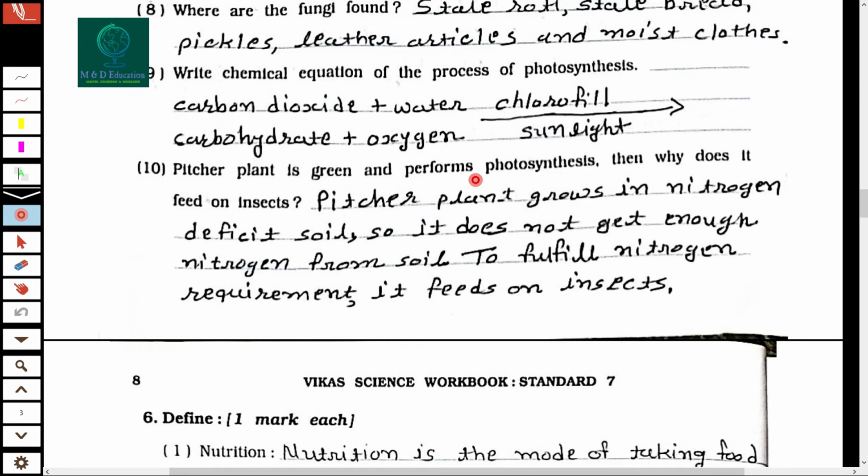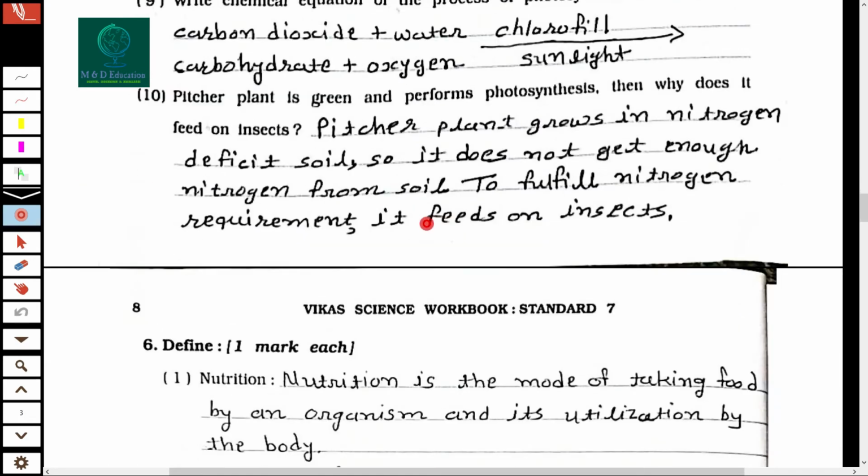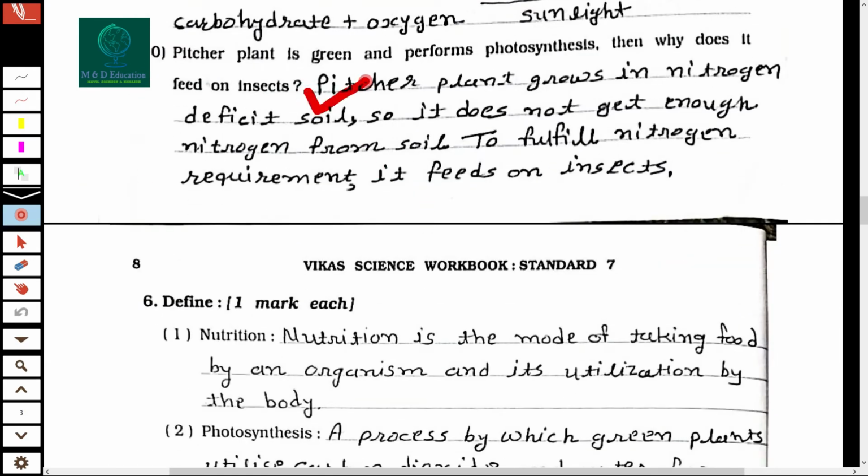Now the 10th one is, pitcher plant is green and performs photosynthesis, then why does it feed on insects? So see, actually pitcher plant grows in nitrogen deficient soil, so it does not get enough nitrogen from soil to fulfill nitrogen requirements. It feeds on insects. Clear?